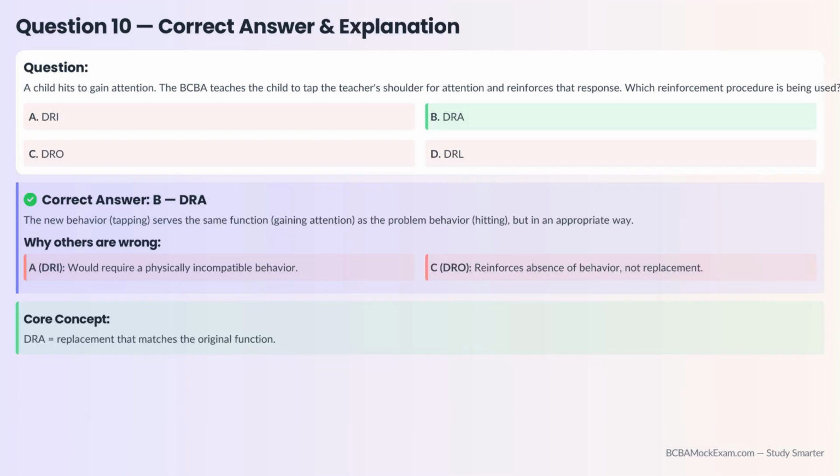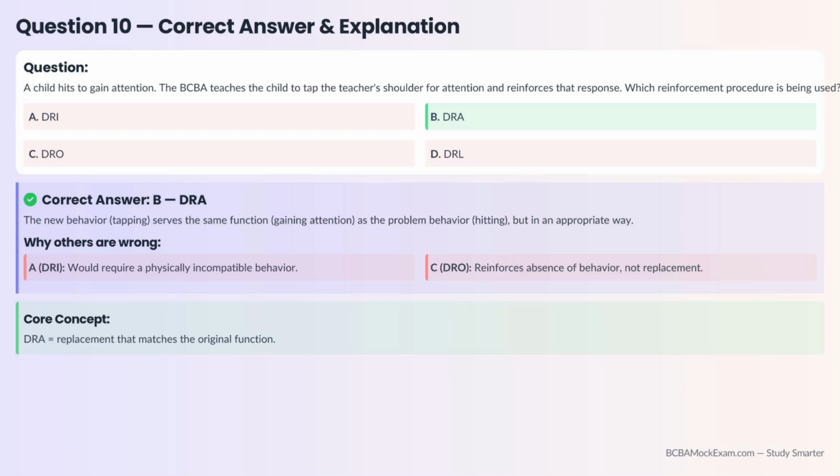The correct answer is B, DRA. Tapping the teacher's shoulder is explicitly taught and reinforced as the new way to get attention, replacing hitting. That's a functionally equivalent alternative. Option A, DRI, would apply if the behavior we reinforced made hitting impossible, such as keeping hands in pockets, which isn't the case here. Option C, DRO, would mean we only reinforce time periods with no hitting without requiring tapping. Option D, DRL, would treat hitting as acceptable in small doses, which is not appropriate for aggression.